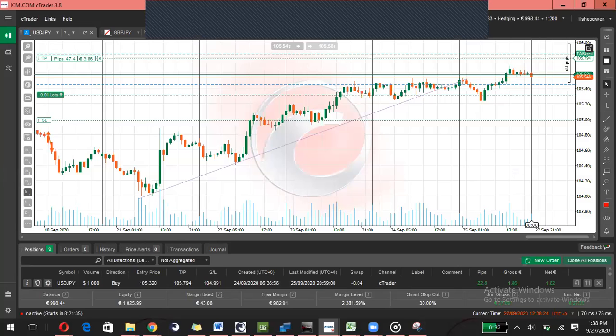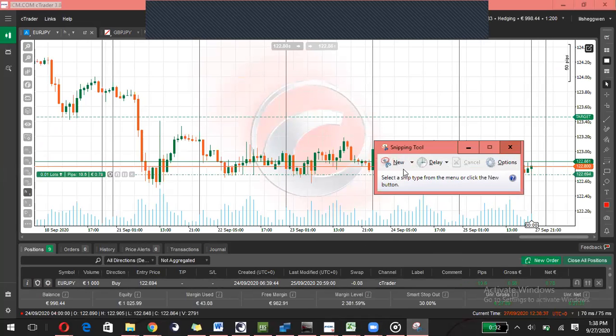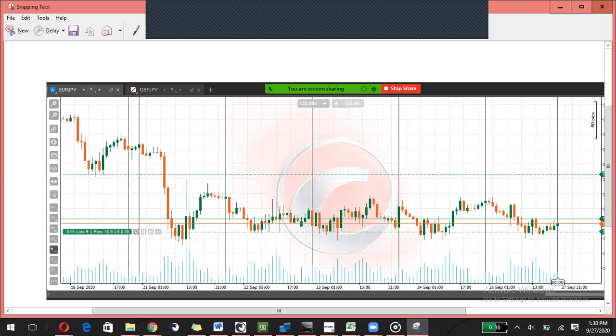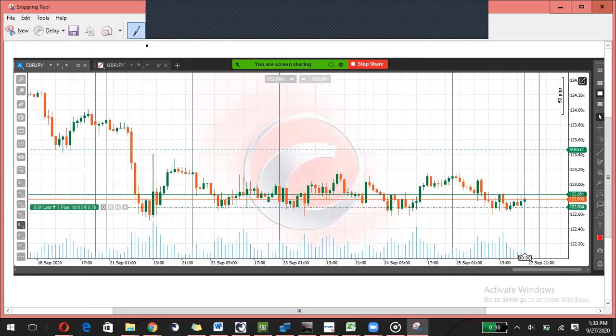This is Euro JPY. Now on this trade, this is my entry. I don't know if you can see this dot. This is my entry on this trade, but I didn't close when it got to my target. I think this level is supposed to be my TP1.